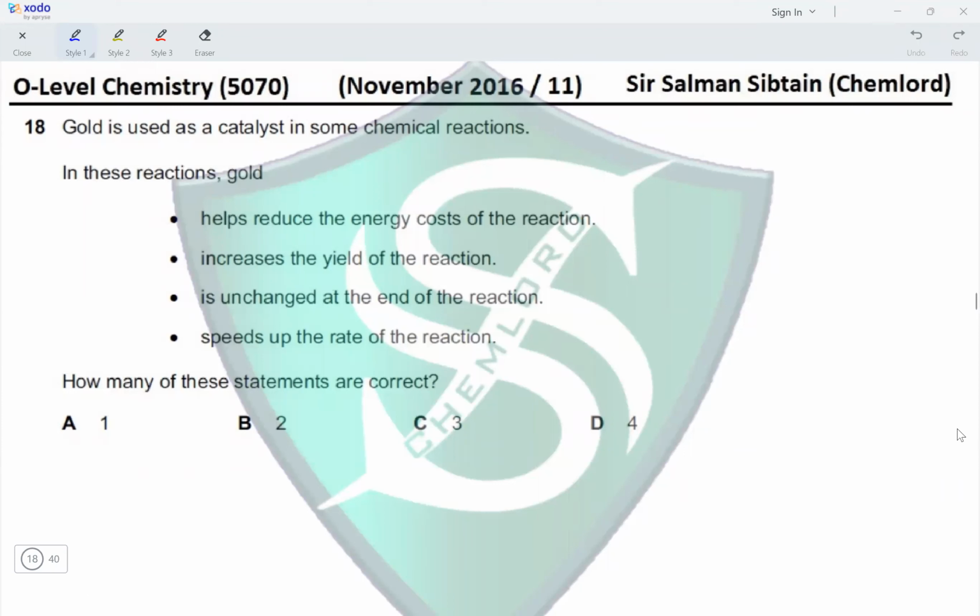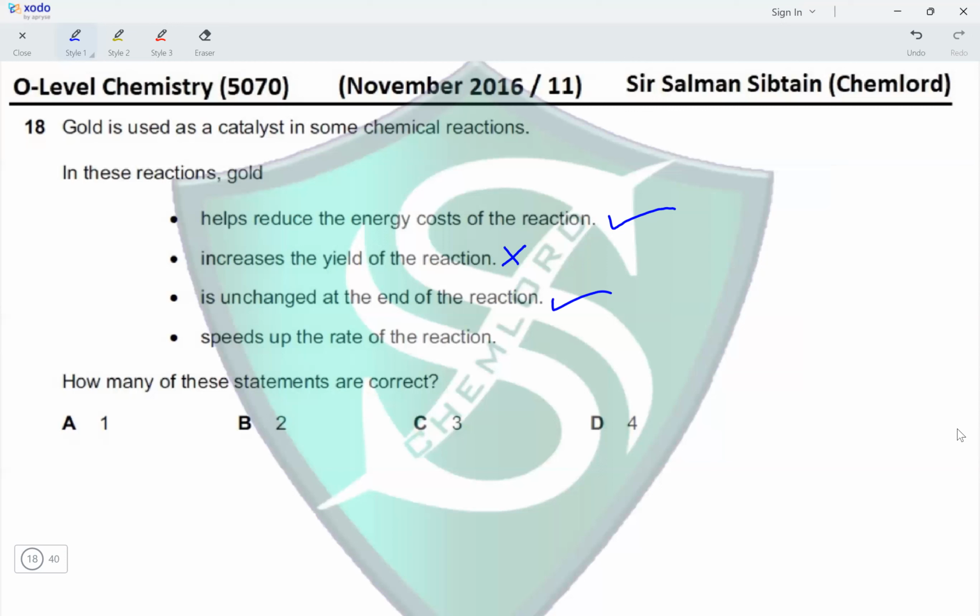Question 18. Gold is used as a catalyst in some chemical reactions. In this reaction, gold helps reduce the energy costs of the reaction. Yes, because it is used as a catalyst, so it will lower the activation energy requirement. Increases the yield of the reaction? No. A catalyst has no effect on the yield of the reaction. It only lowers the requirement of activation energy. Is unchanged at the end of the reaction? Yes, a catalyst remains unchanged when the reaction is completed.